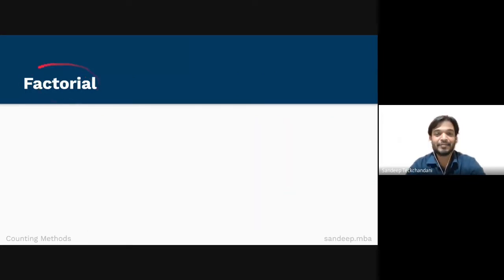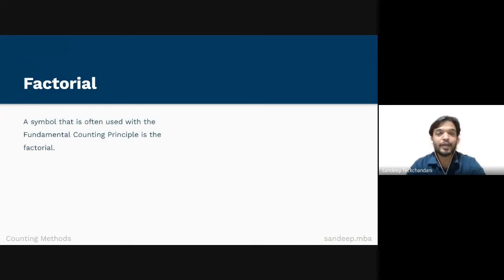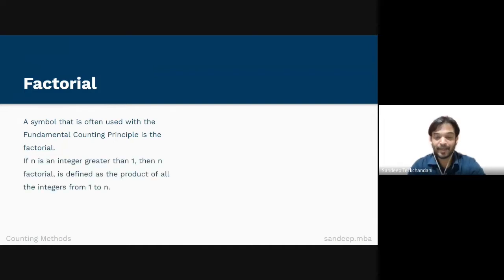In this slide, we will study factorial. A symbol that is often used with the fundamental multiplication principle is the factorial. If n is an integer greater than 1, then n factorial is defined as the product of all the integers from 1 to n. Let me explain this with the help of examples.